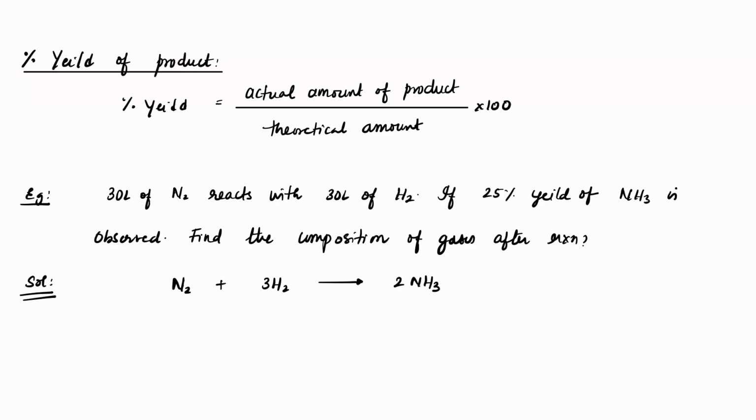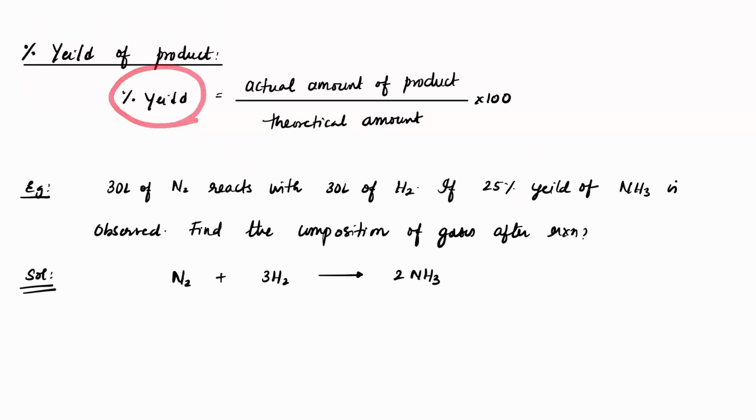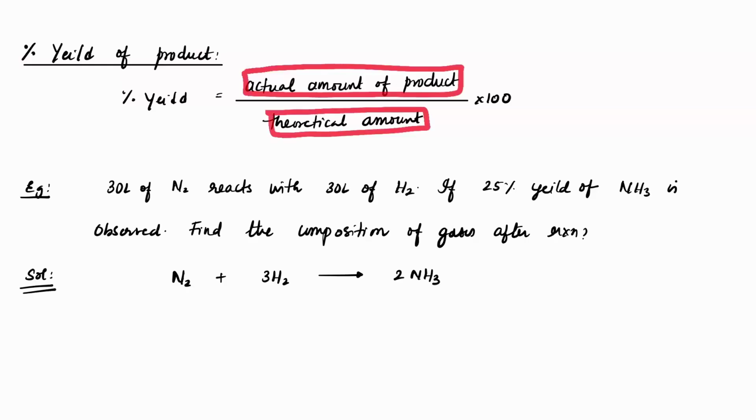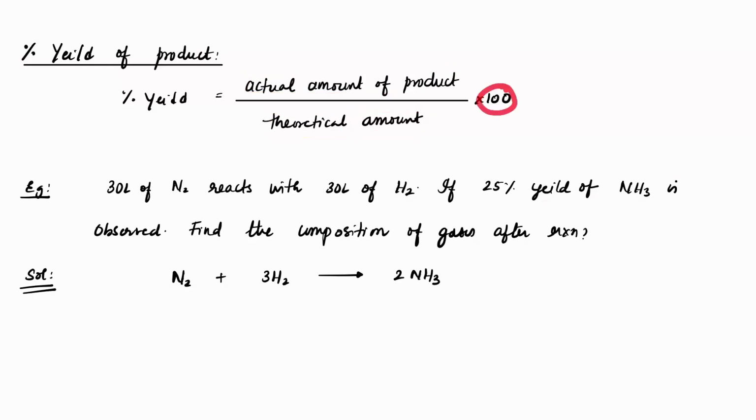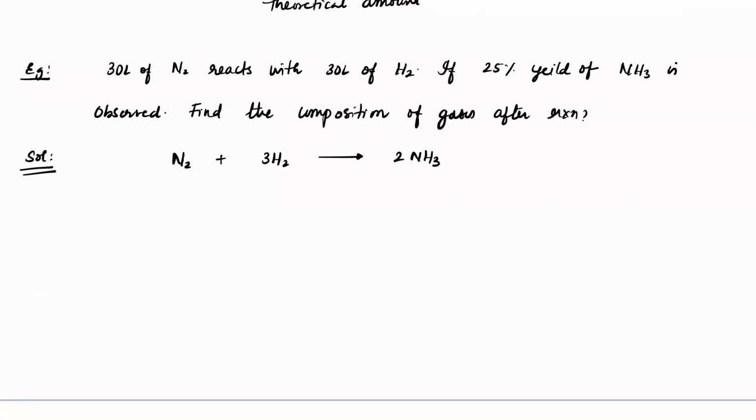Right, sorry. So as I was saying, the percentage yield is about how much amount of product is actually forming. So the actual amount of product upon the theoretical amount which you are expected, so that into 100 gives us percentage yield. What is this question? If you want to understand how the percentage yield works, check out this.